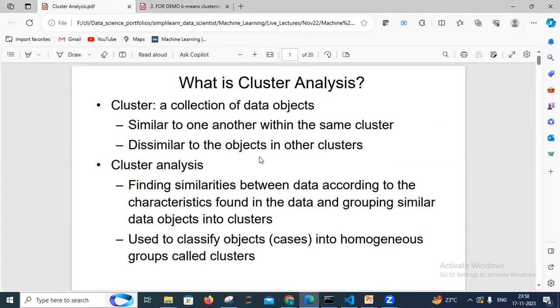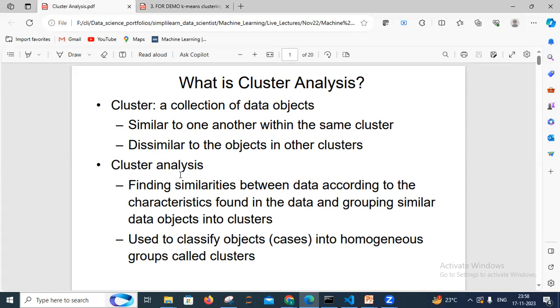What is cluster analysis? A cluster is a collection of data objects. We can say they are similar to one another within the same cluster, and dissimilar to the objects in other clusters, right? And why is cluster analysis important and what are the key points? We have to find the similarity between data. K-means clustering is one of the algorithms, but cluster analysis we have to understand first, right?